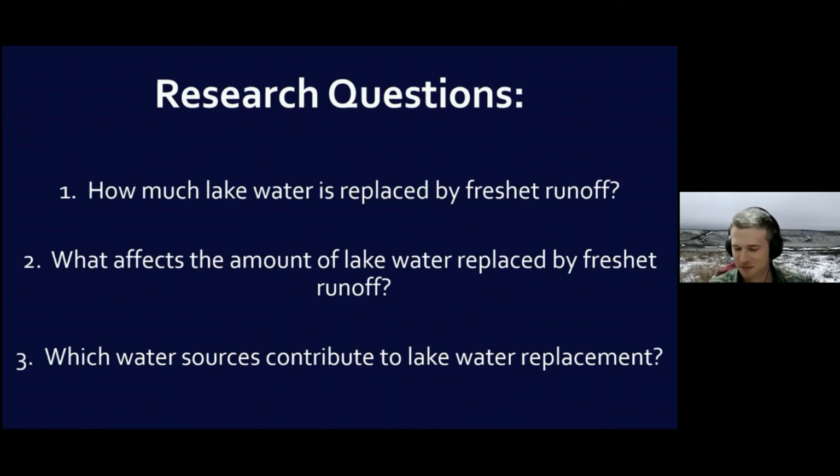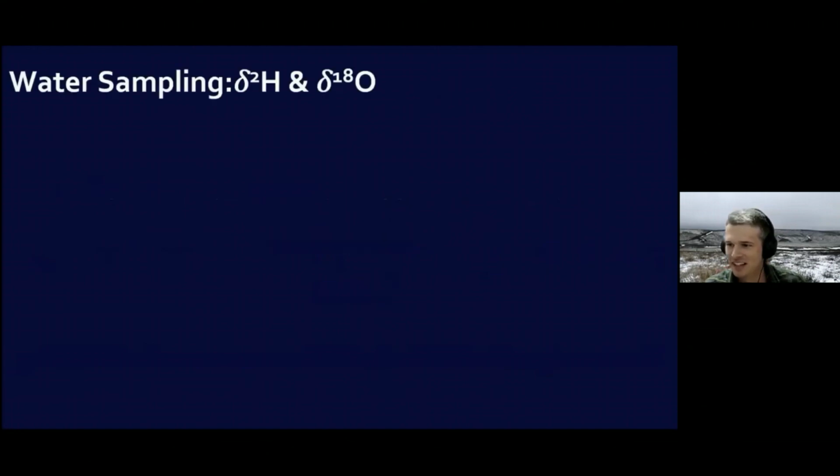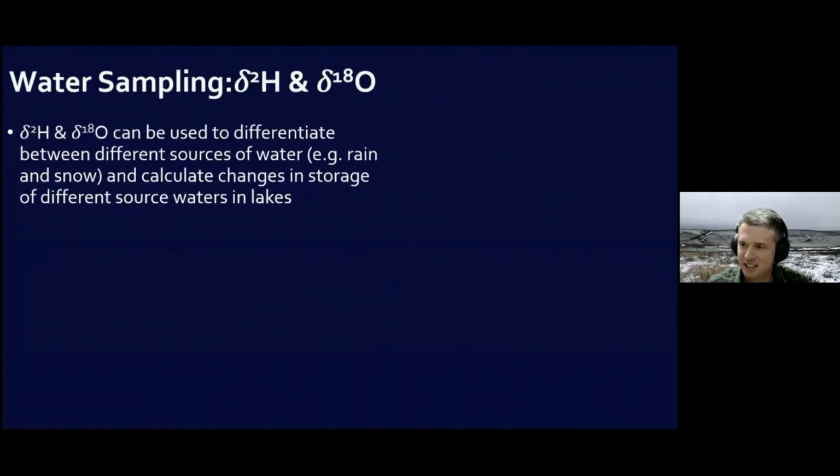We weren't quite sure. So to answer these questions, we relied on stable water isotope sampling, so deuterium and oxygen-18. And these are very useful isotopes for us because we can use them to differentiate between different sources of water, mostly rainfall versus snowfall in this region. And we can also use the change in isotope composition of a lake to calculate how much of that lake water has been replaced by a source of water.